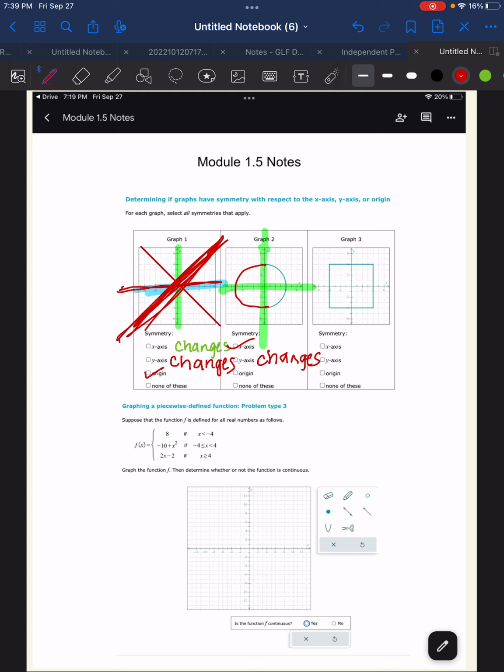When I rotate around the origin, so that means I'm moving 180 degrees around the origin, my graph is still going to be here. So this changes. Okay? Your square, when you reflect across the x-axis, it's the same. When you reflect across the y-axis, it's the same. When you rotate it 180 degrees, it's still the same.